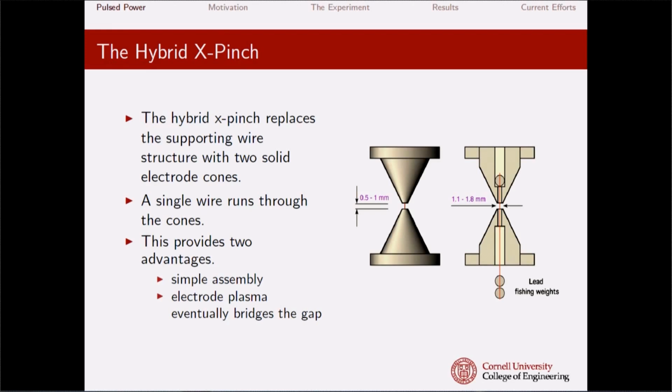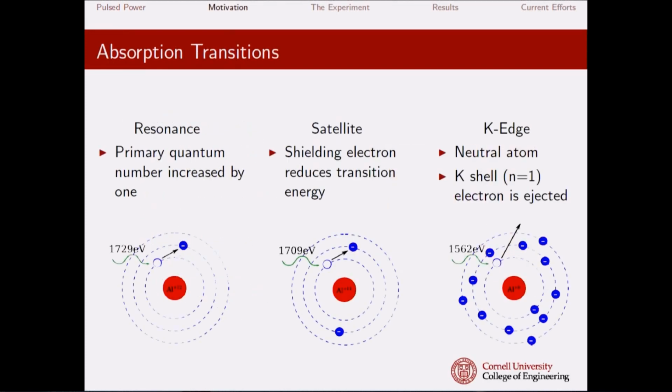So we now have a device that can create excellent X-ray bursts for us. What are we going to be using those to look at? These are some absorption transitions that we're going to be looking for. On the left, we see a simple resonance transition. In this case, we have an aluminum nucleus with a single electron orbiting in the lowest energy level. A resonance transition just moves that electron up to the n equals 2 orbital. That takes 1,729 electron volts for an aluminum atom.